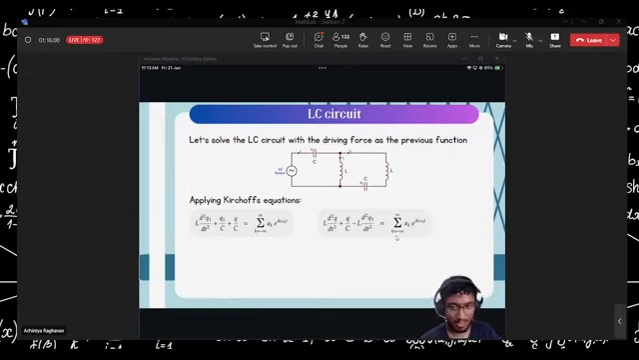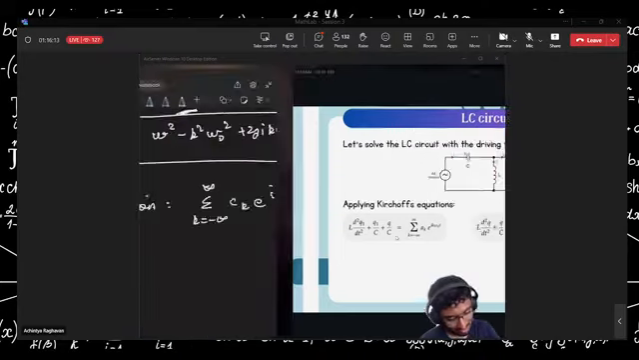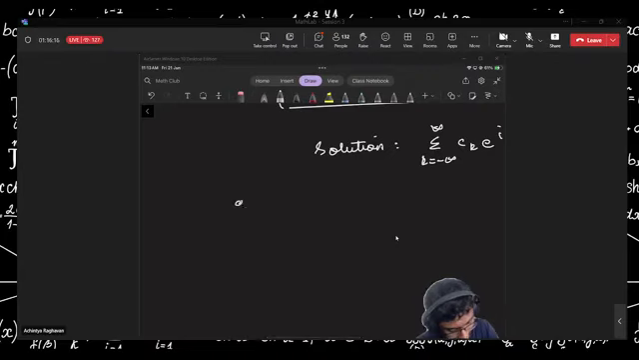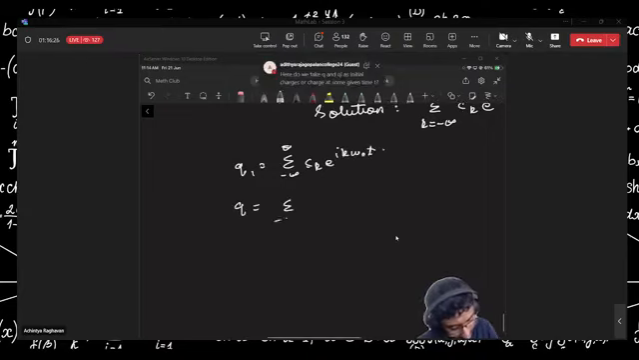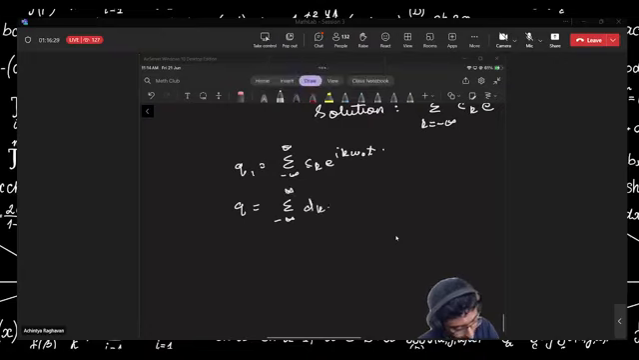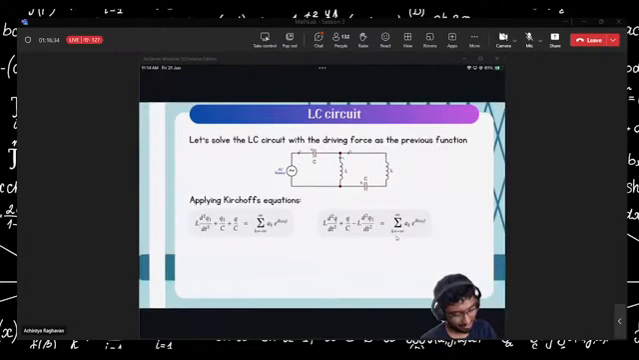You will have two variables, Q1 and Q. The way you would deal with this is to take Q1 equal to summation Tk e power i k omega naught t, and Q equal to a summation of some coefficient times e power i k omega naught t. And you'd solve for Ck and Tk. And it turns out this is the solution. I'm not going to do it.